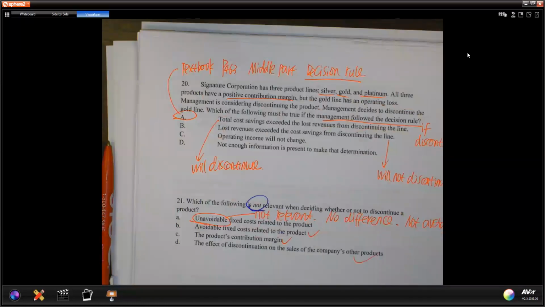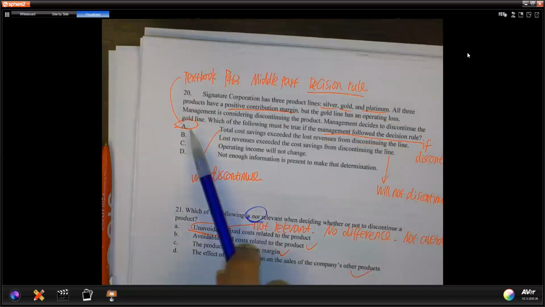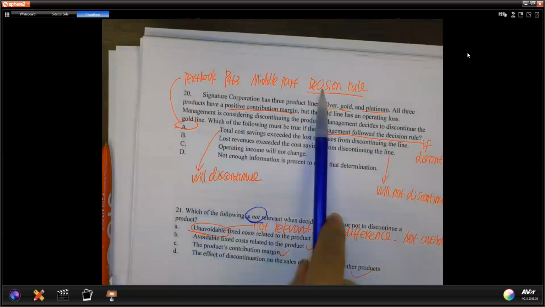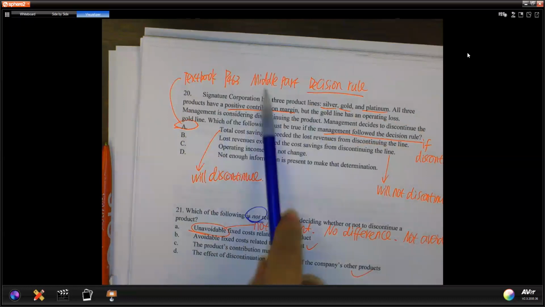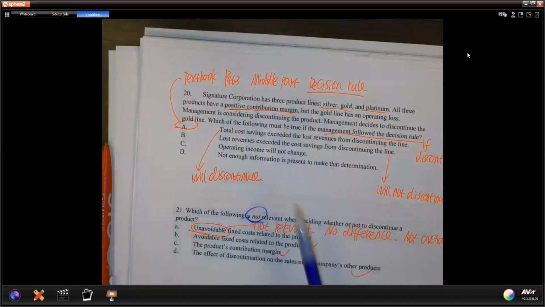Question 20, they said the answer is A, so I said read your textbook, it's basically there. I even put the number there, it's the middle part. Your question is basically asking if you decided to discontinue it. You are thinking about discontinuing, you already decided to discontinue because the money you saved from discontinuing will be less than the money.